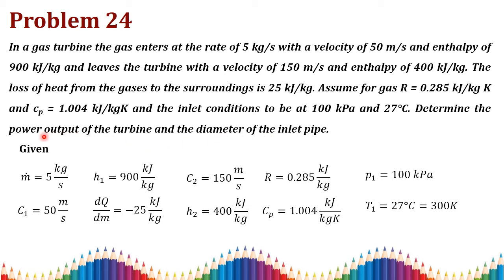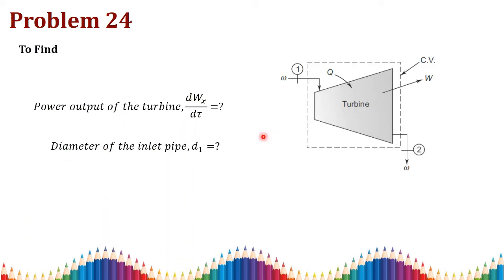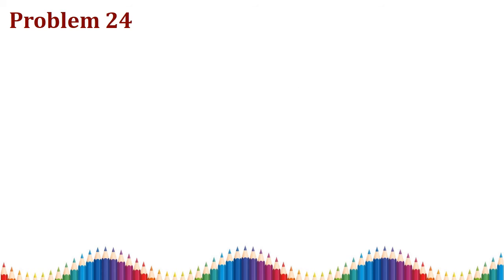They are asking about the power output, so we need to find dWx by d tau, expressed in terms of watt, considering time. Then the diameter of the inlet pipe, we need to find D1. Consider this as a turbine, so we need to find the power. The power unit is kilowatt or watt, so we consider time tau. So dWx by d tau and the diameter of the inlet pipe D1.